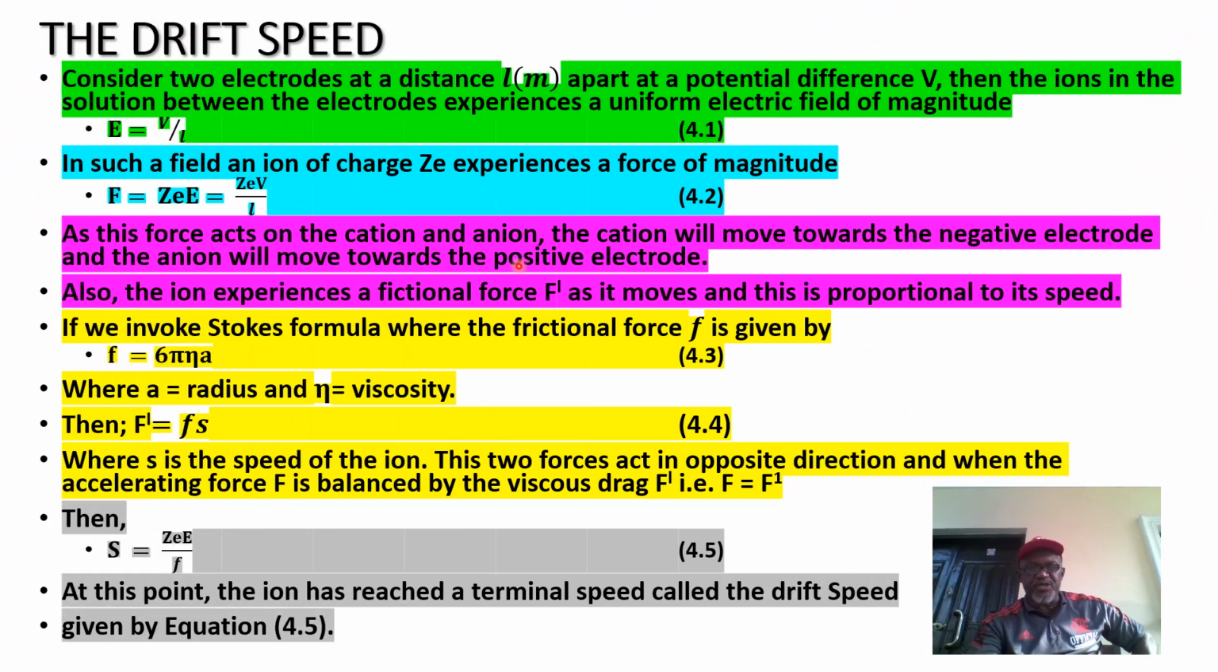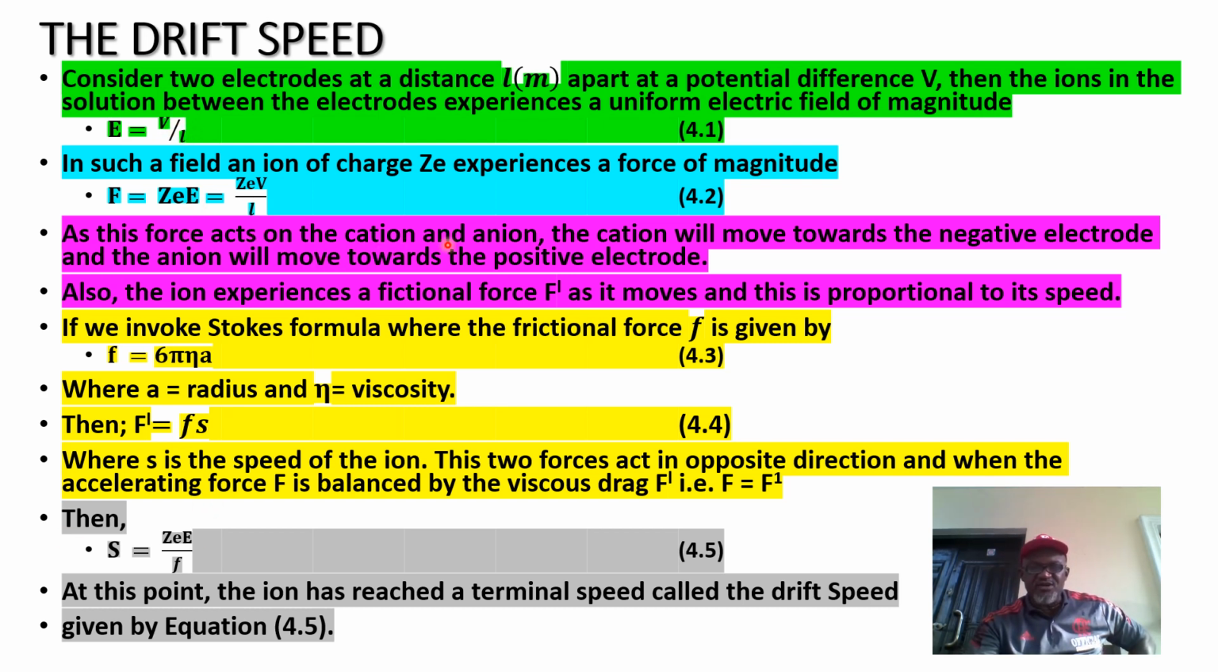So look at the drift speed. Now if we consider two electrodes, the distance is L and the potential difference is V, and the ions are experiencing a uniform electric field. The electric field E will be equal to the voltage divided by the distance. And in such a field, if the charge is ze, it experiences a force of ze multiplied by capital E, which is the same as zeV over L. From here, E is V over L, so you substitute for E here.